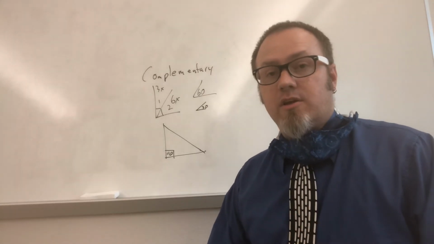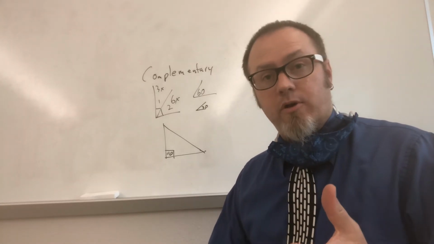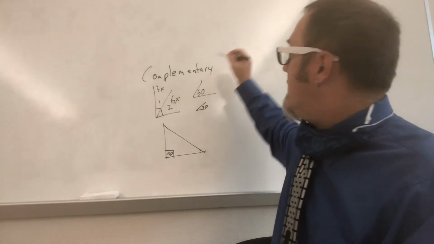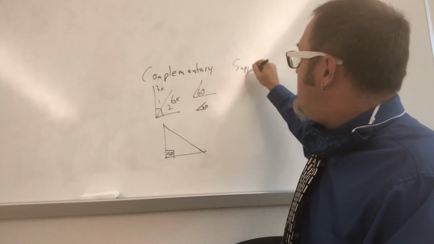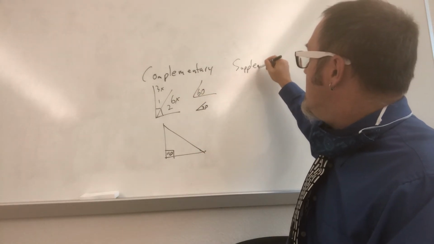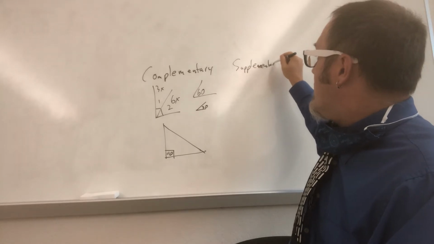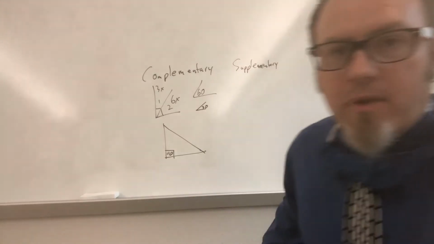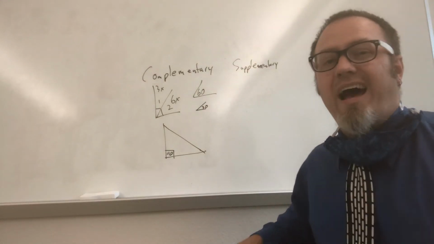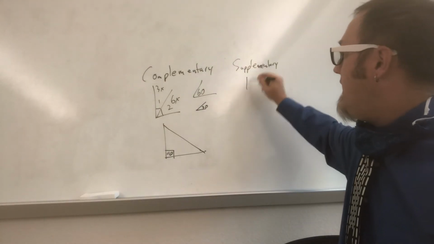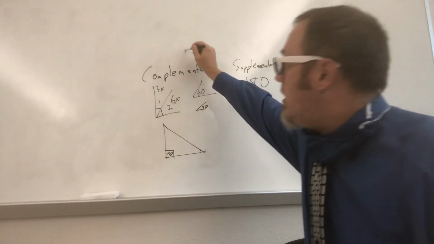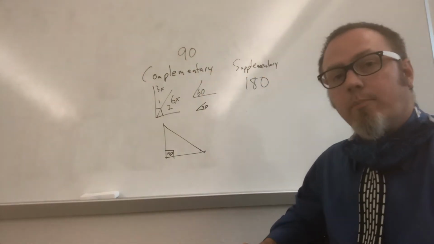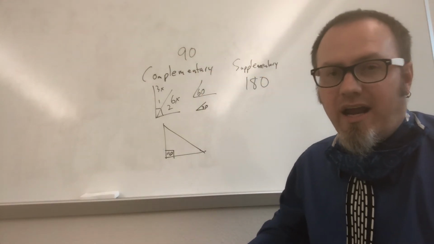The next thing that you need to know is supplementary angles. And supplementary angles, S-U-P-P-L-E-M-E-N-T-A-R-Y, supplementary angles. If angles are supplemental, they're going to add up to 180. Okay, so complementary is for 90, supplementary is for 180.